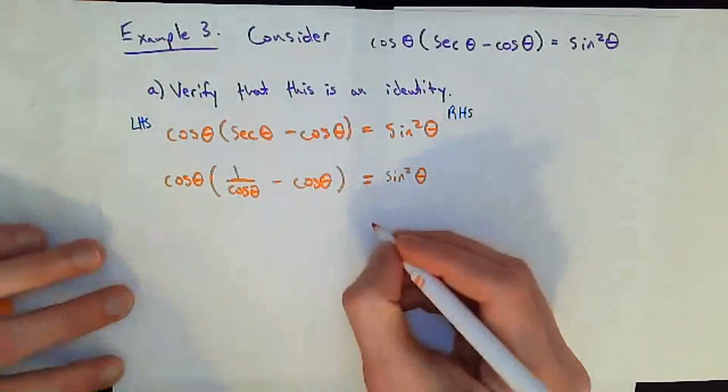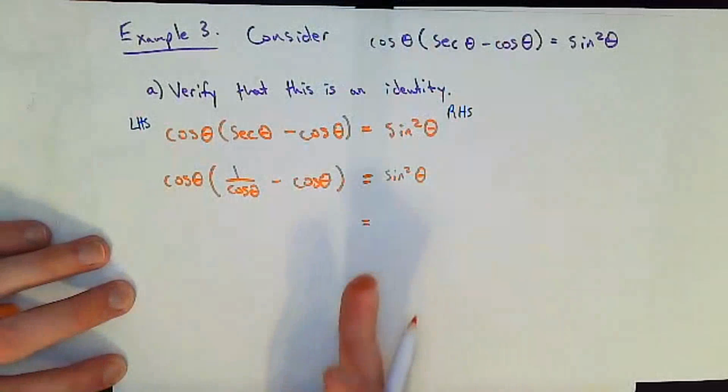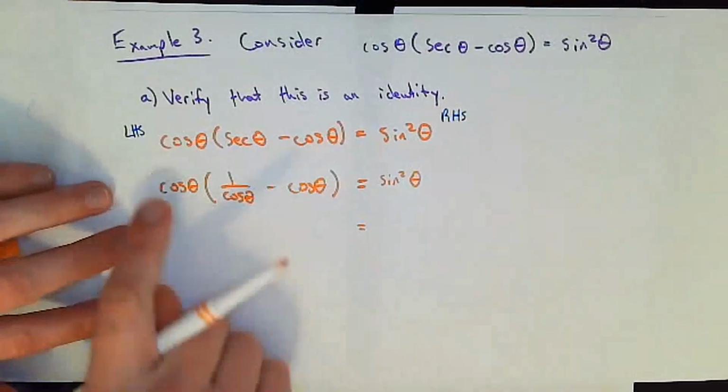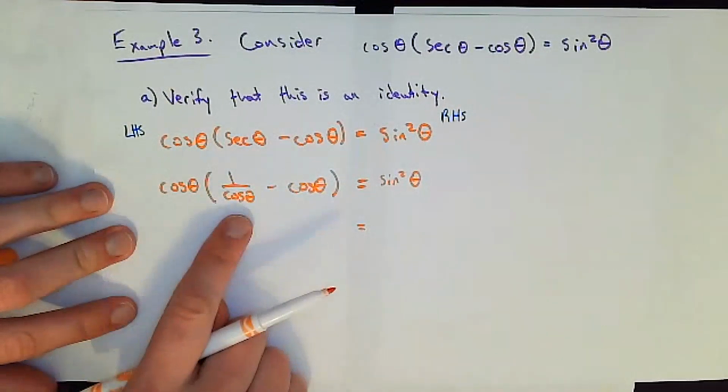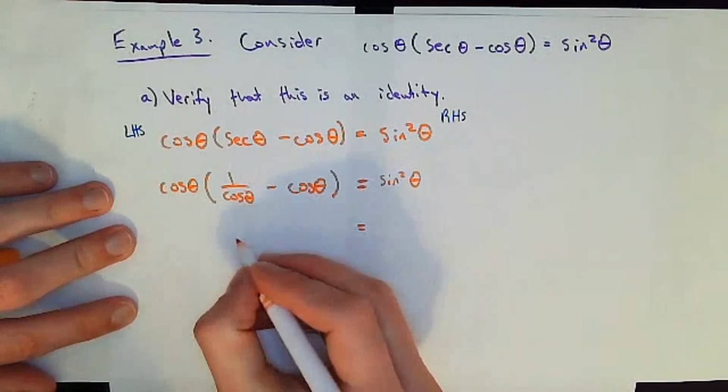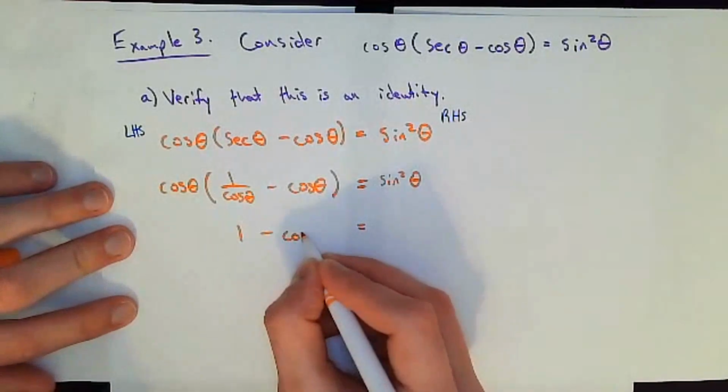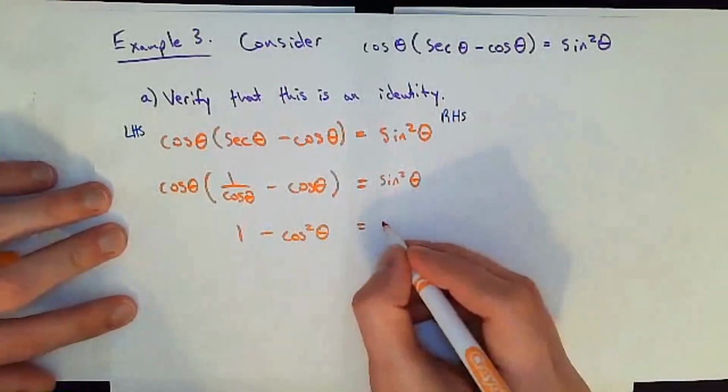I'm going to write another equals, lining them up vertically. Now I'm going to distribute the cosine. What's cosine times 1 over cosine? Well, just 1, right? So that's 1, and then minus cosine squared theta.